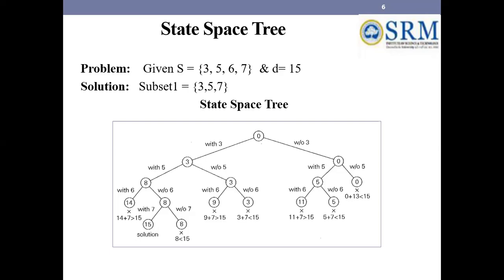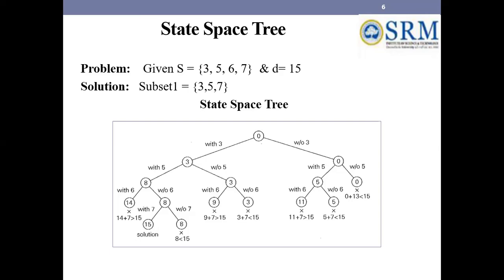Next, we are going to expand to level 2. For level 2, there are two nodes, 3 and 0. We are going to expand 3 and 0 for the next level by taking the second element from the given set. What is the second element? 5. So now we explore these two nodes with element 5. Take the node 3: the left edge is with adding 5, the right edge without adding 5. And for 0, the left edge is with adding 5, the right without adding 5.